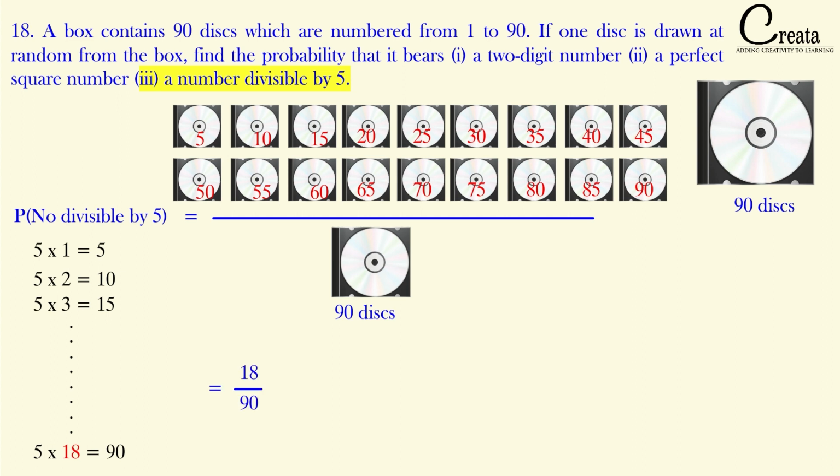So we got 18 in the numerator and 90 in the denominator. On solving, we got our answer as 1 by 5. Got it? In the third case, the numbers divisible by 5 are a total of 18. So we are done with this question. Let's move to question number 19.